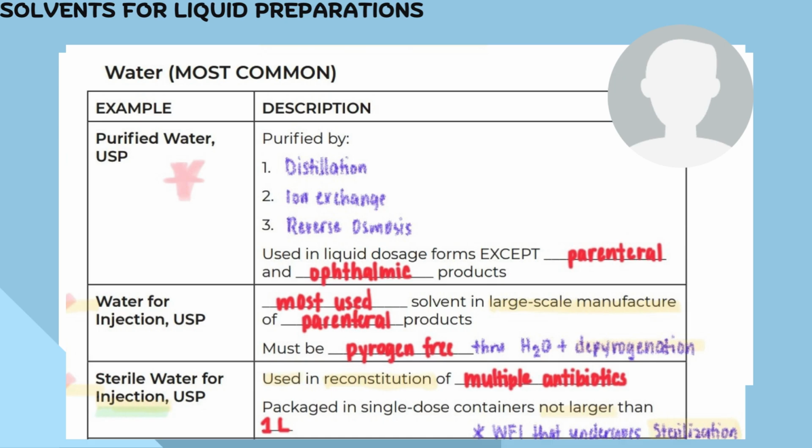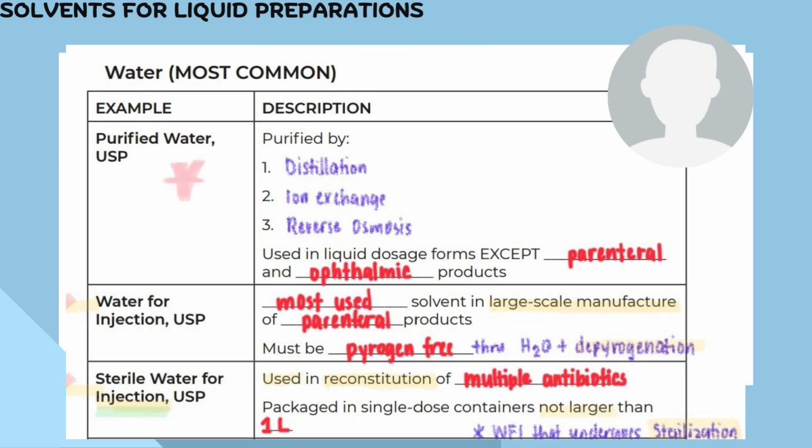Now first, let's have the purified water USP. This is highly purified water used in most liquid dosage forms except for parenteral or the injectables and the ophthalmic or eye products. Why? Because those types of products require sterile water, not just purified water.